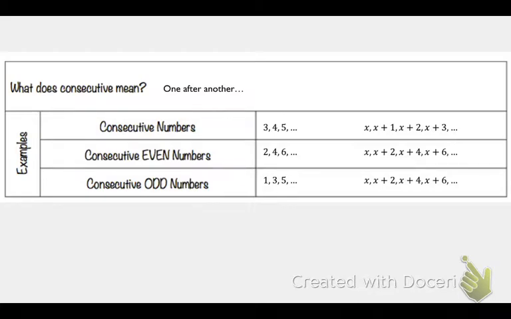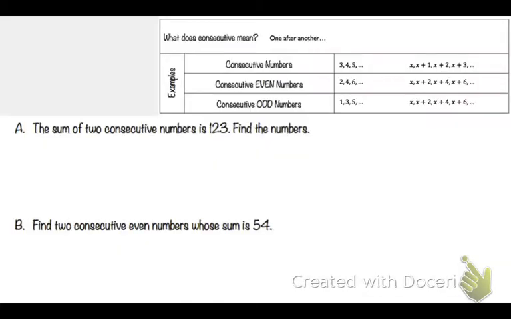Okay? So let's use that information to find the sum of consecutive numbers. It says the sum of two consecutive numbers is 123. We have to find those numbers. So these are just consecutive numbers. So I'm going to let x be the first number, and I'm going to let x plus 1 be the second number. Then I'm just going to make this into a sentence. So I have x plus x plus 1 equals 123.